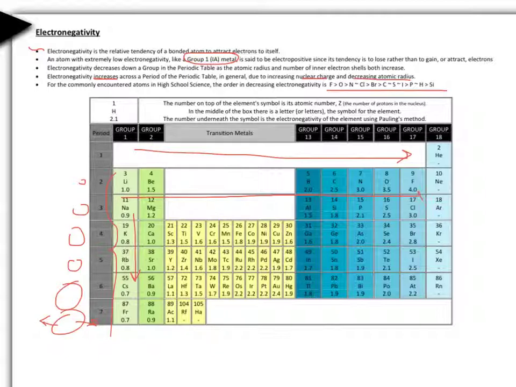electronegativity list. Note that fluorine has the greatest electronegativity because it's the farthest toward the top, so it's the smallest in a family, and it's the farthest toward the right, so it's the smallest in the period. Therefore it has the greatest electronegativity. And the numbers tell you the order.